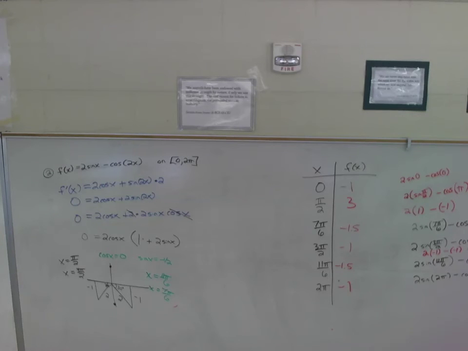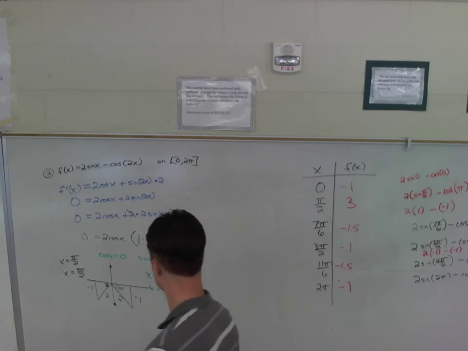Okay. Where does the absolute minimum value occur? 7 pi over 6 and 11 pi over 6. It happens twice, and it happens at those 2 places. That can happen. If we did this on our calculator, that's exactly what it would give us.